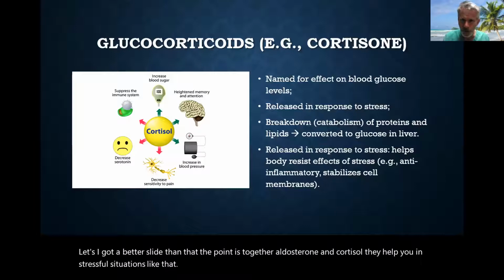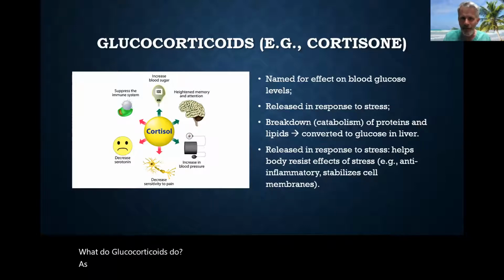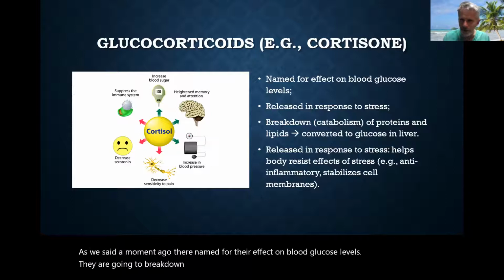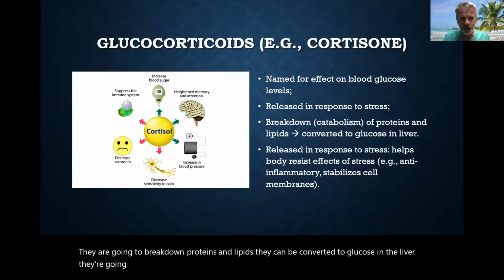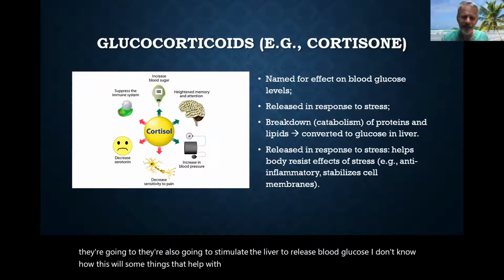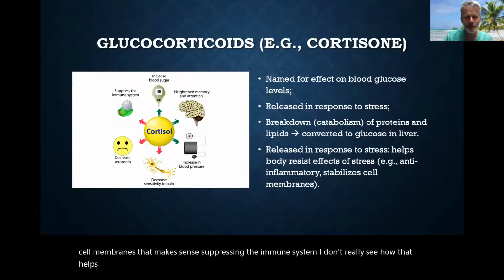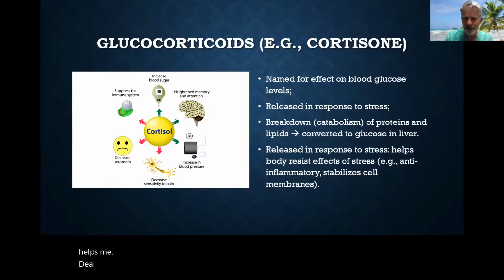So what do glucocorticoids do? As we said a moment ago, they're named for their effect on blood glucose levels. They are going to break down proteins and lipids, which can be converted to glucose in the liver. They're also going to stimulate the liver to release blood glucose. Some things that help with stress are a little weird. It's anti-inflammatory, it stabilizes cell membranes, that makes sense. Suppressing the immune system, I don't really see how that helps me deal with stress, but it's something they do.